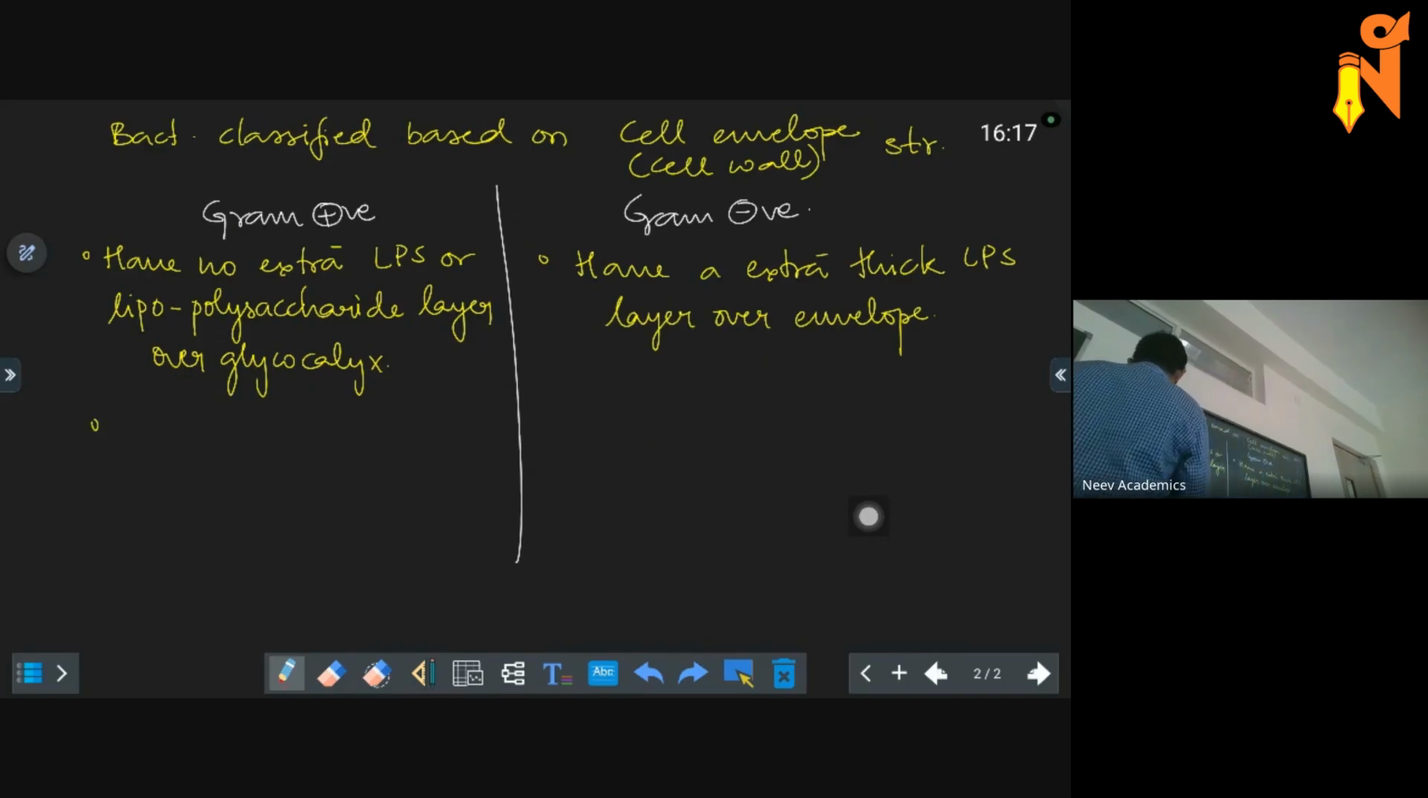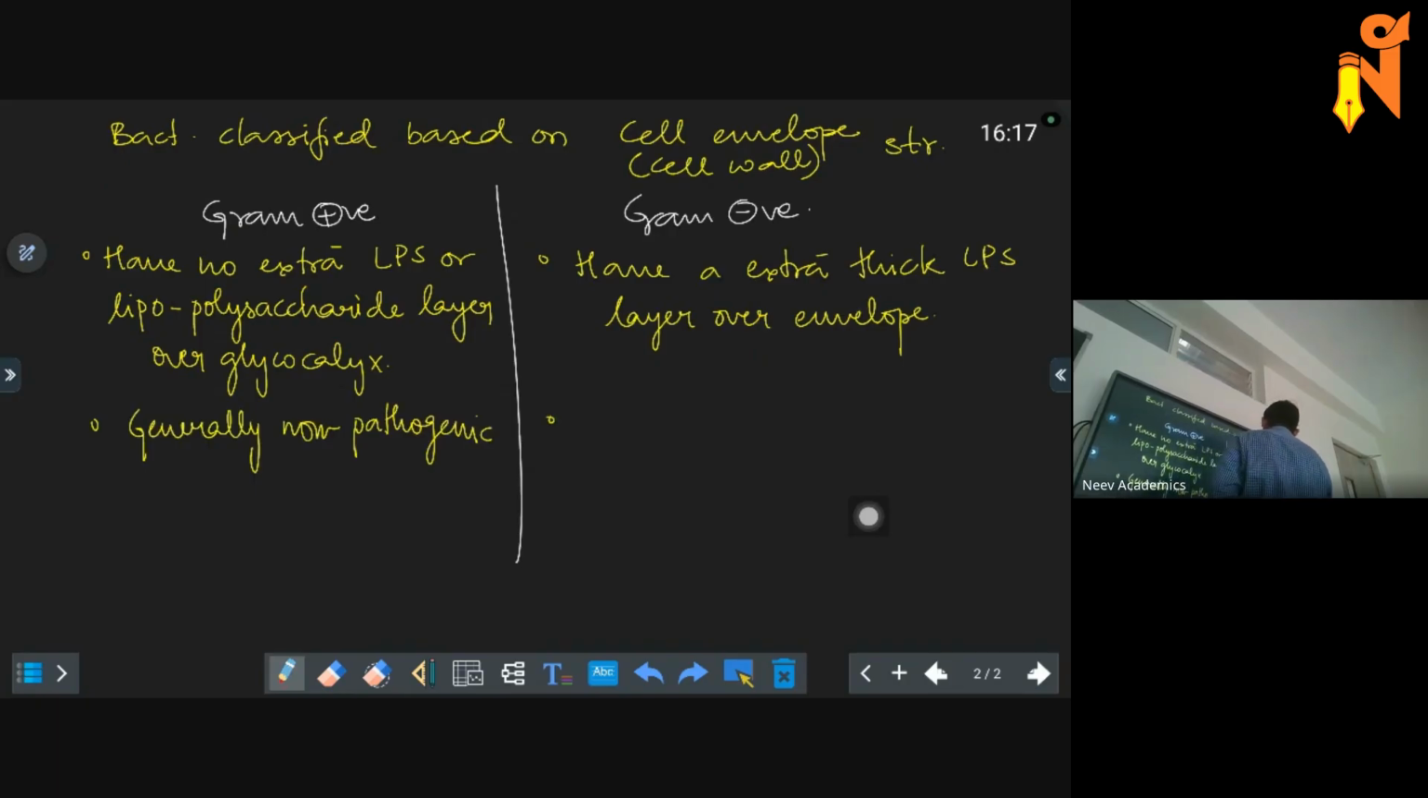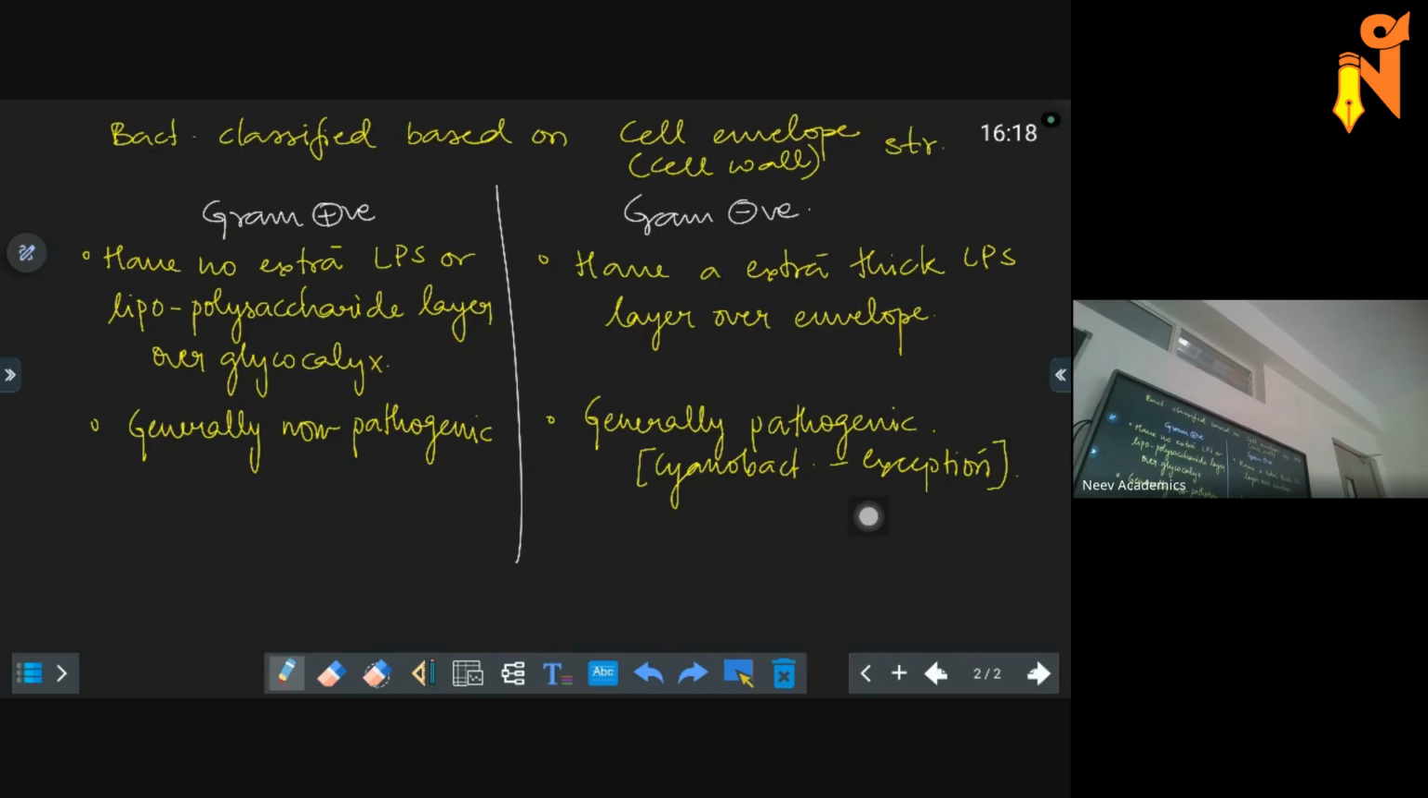Next point, gram-positive are generally non-pathogenic, and gram-negative are generally pathogenic. Cyanobacteria is an exception. Lipopolysaccharide and glycocalyx are different layers. Glycocalyx will be present for all bacteria. Lipopolysaccharide will be specifically present for gram-negative bacteria. Glycocalyx will also be present, but the LPS layer is not a modification of glycocalyx.